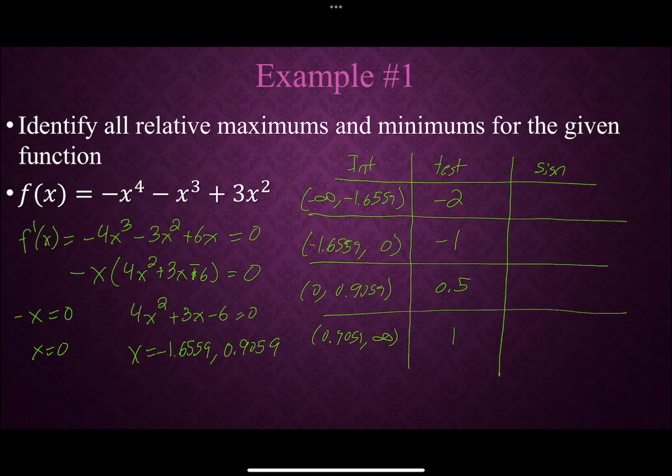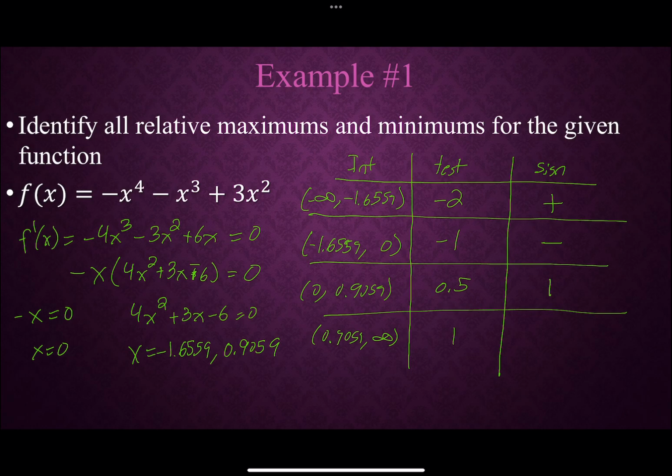So if you plug negative 2 into the derivative, f prime of negative 2, you'd have negative 4 times negative 2 cubed minus 3 times negative 2 squared plus 6 times negative 2. You're going to get a positive value. You substitute a negative 1, you're going to get a negative value.